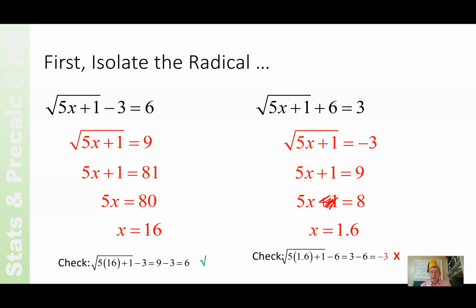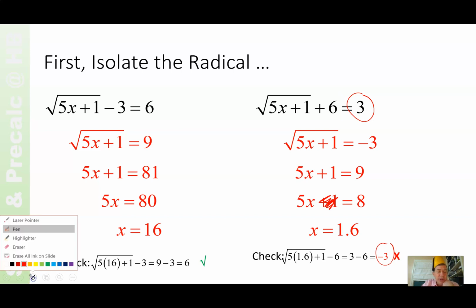Test it. 5 times 1.6 is 8, plus 1, that's 9. The square root of 9 is 3, minus 6 is negative 3. I don't want it to be negative 3. I want it to be 3. This one does not work. We have an extraneous solution.